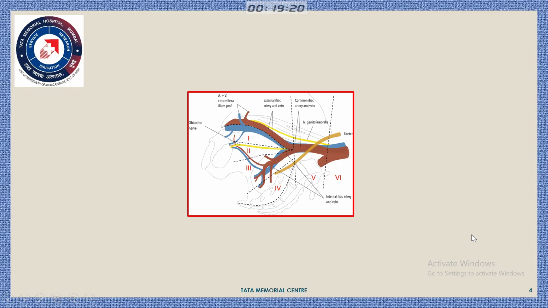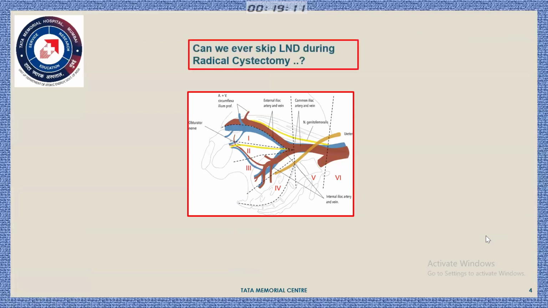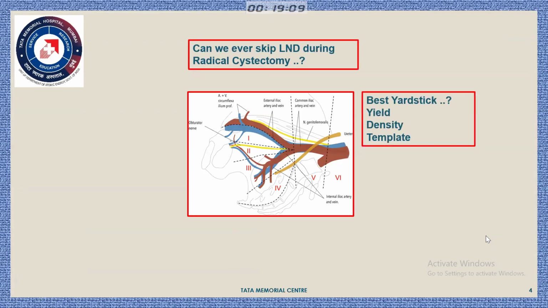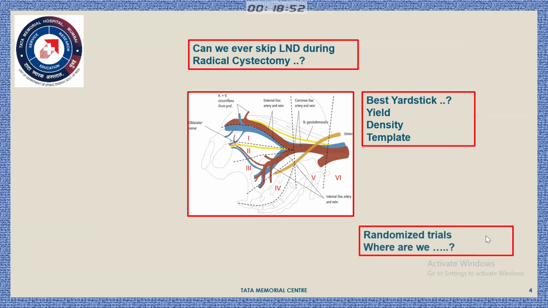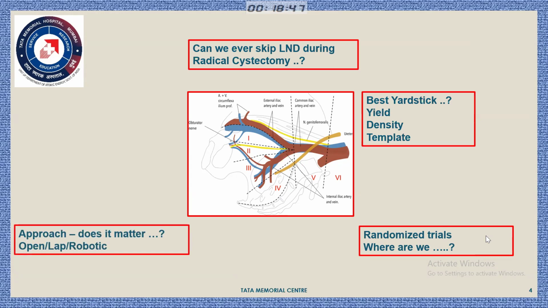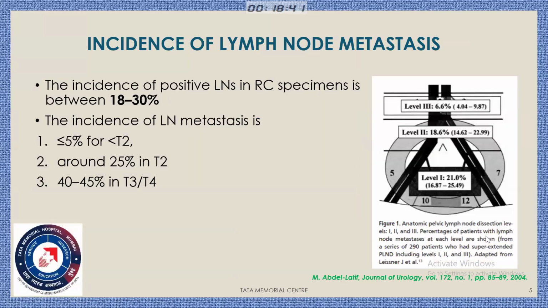The various questions with which we'll deal with this topic are as follows. Do we need to skip lymph node dissection during radical cystectomy? Can that be done? What is the best yardstick to denote an adequate pelvic lymph node dissection? Lymph node yield, lymph node density, various anatomical lymph node templates. Are there any randomized data to support this theory? And does the approach matter, whether open, lap, or robotic? And what are the lacunae?